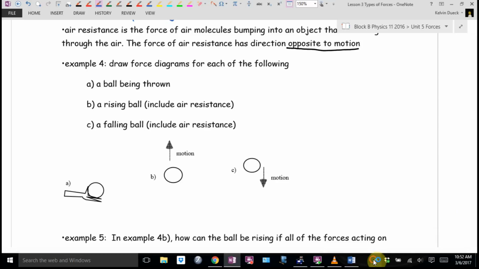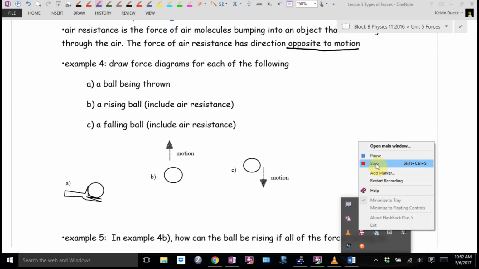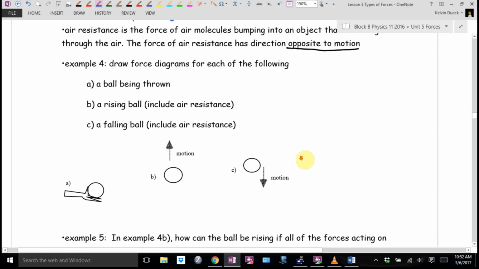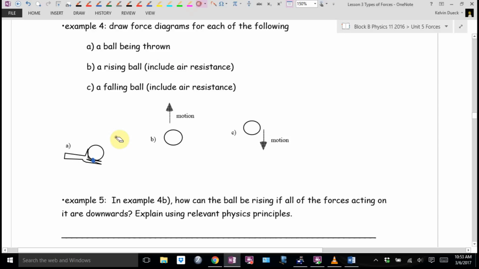First of all, we're going to pause for a second. Alrighty. So, part A. You know what? Let's do our free body diagram right on the ball. We'll go like this, right there. What are the forces acting on it? Get the obvious one. Absolutely.